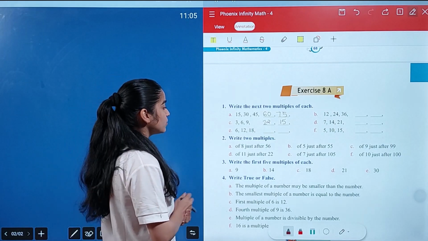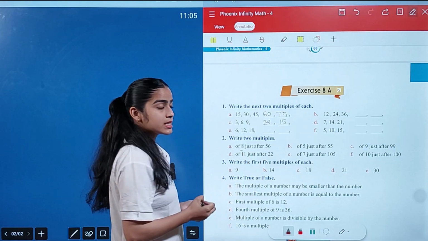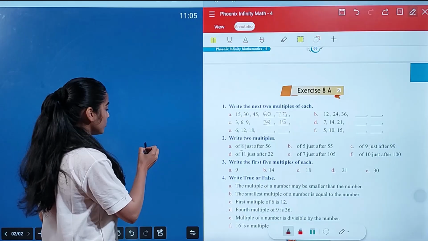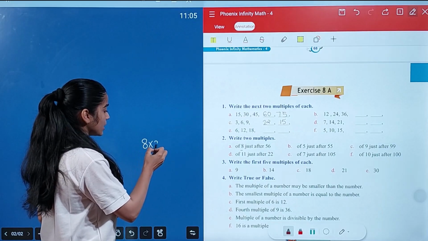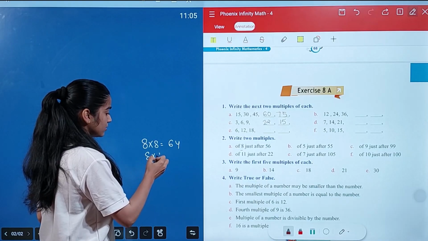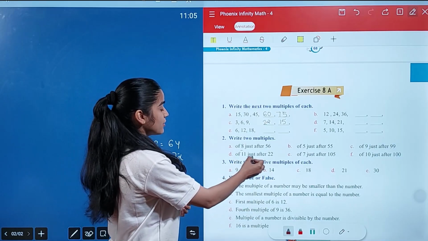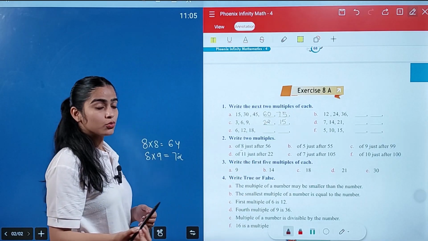In question number 2, write two multiples of 8 just after 56. So 8 sevens are 56. If you want to find just after 56, 8 eights are 64 and 8 nines are 72. Next we have 11, just after 22. So 11 twos are 22.